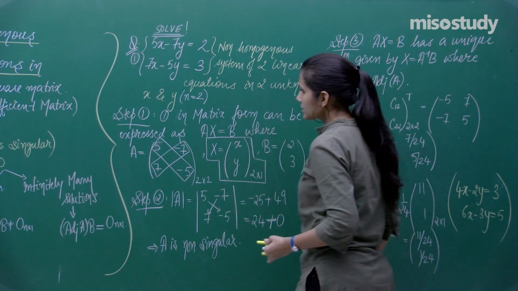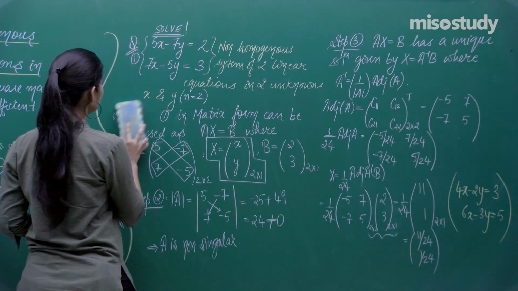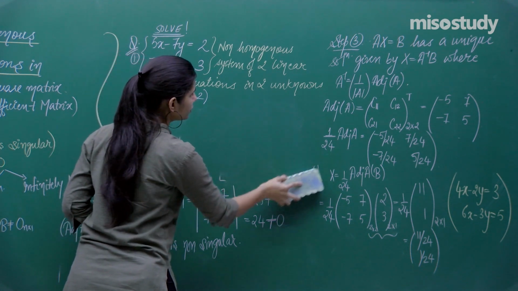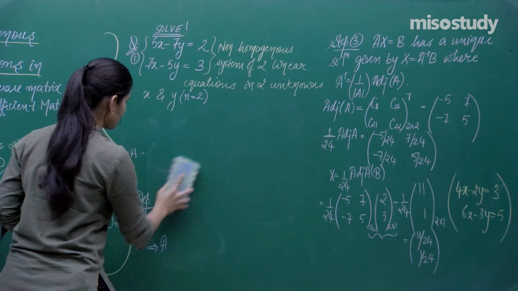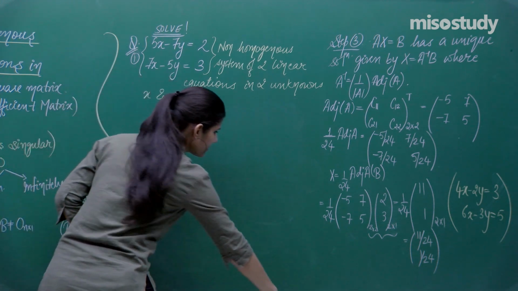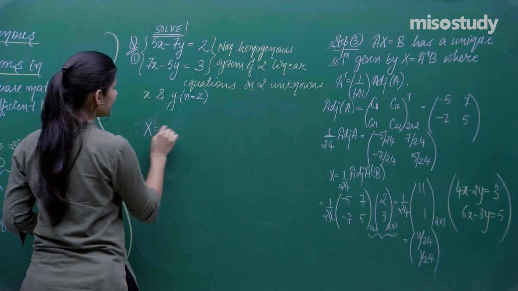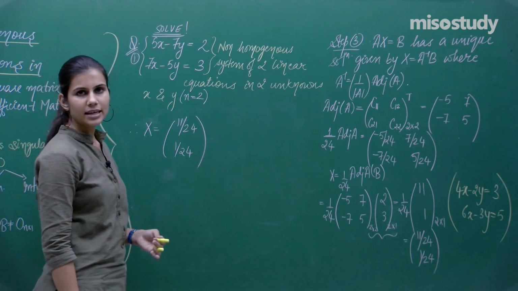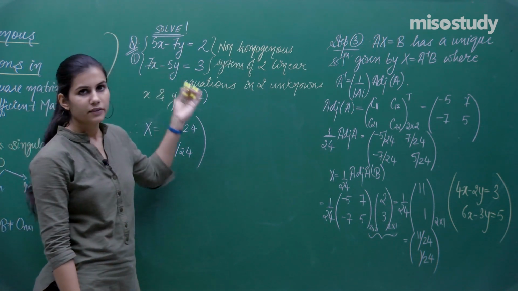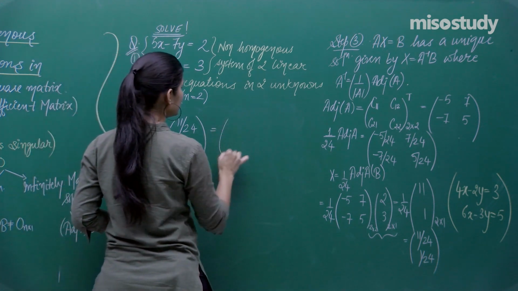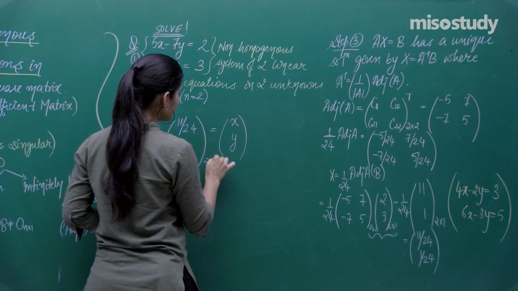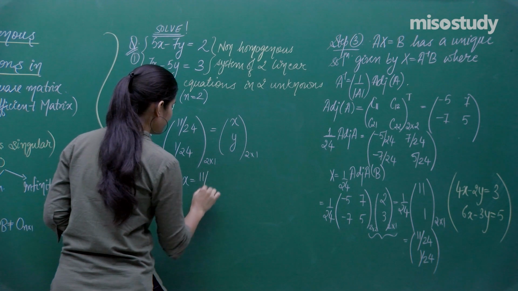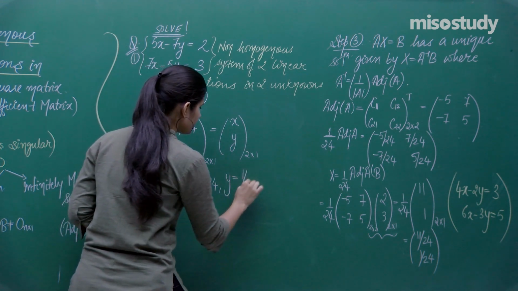So capital X is coming out to be a matrix of order 2 cross 1 with certain values. So we have capital X is 11 by 24, 1 by 24. This is that capital X which is satisfying AX equals B with our given A and given B. Capital X was what? This. Two matrices of same order are equal when the corresponding elements are same. This implies x is 11 by 24 and y is 1 by 24.